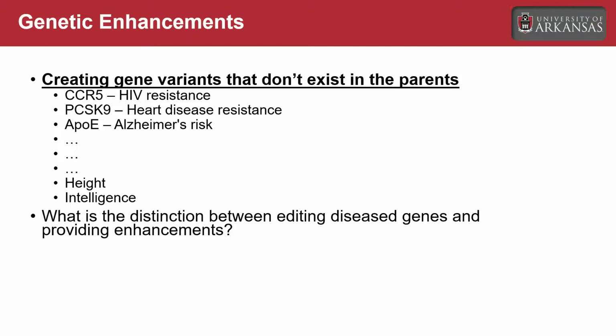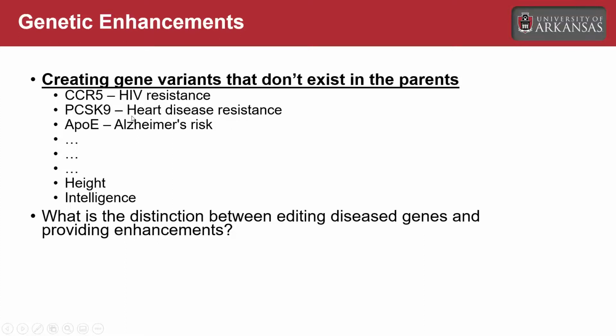PCSK9, people without that gene live healthy lives and pretty much don't die of heart disease. So your risk of heart disease is much, much lower if you're lacking that protein. If I had to pick one gene to just snap my fingers and knock out of my genome, it'd probably be that one. Or maybe ApoE. ApoE is also associated with Alzheimer's risk. Now this one, you can't just knock it out. You have to fix it.